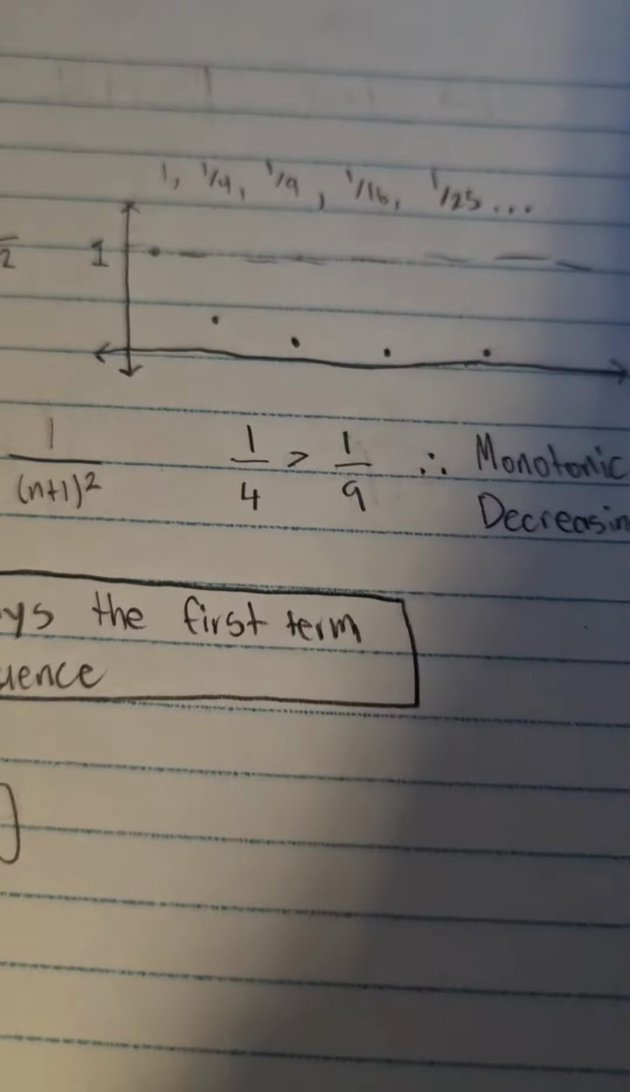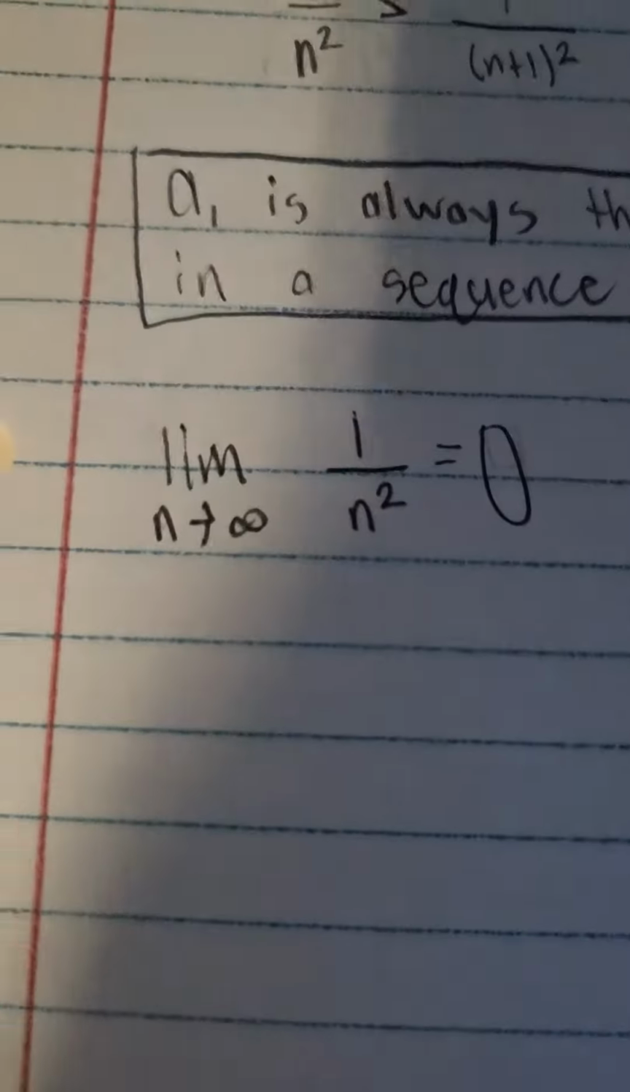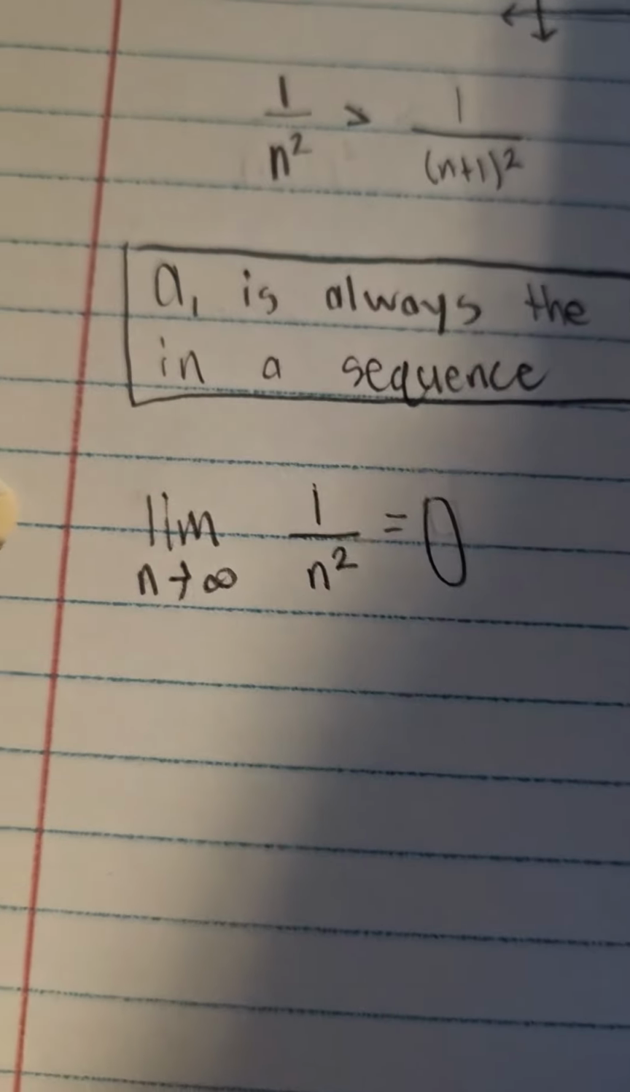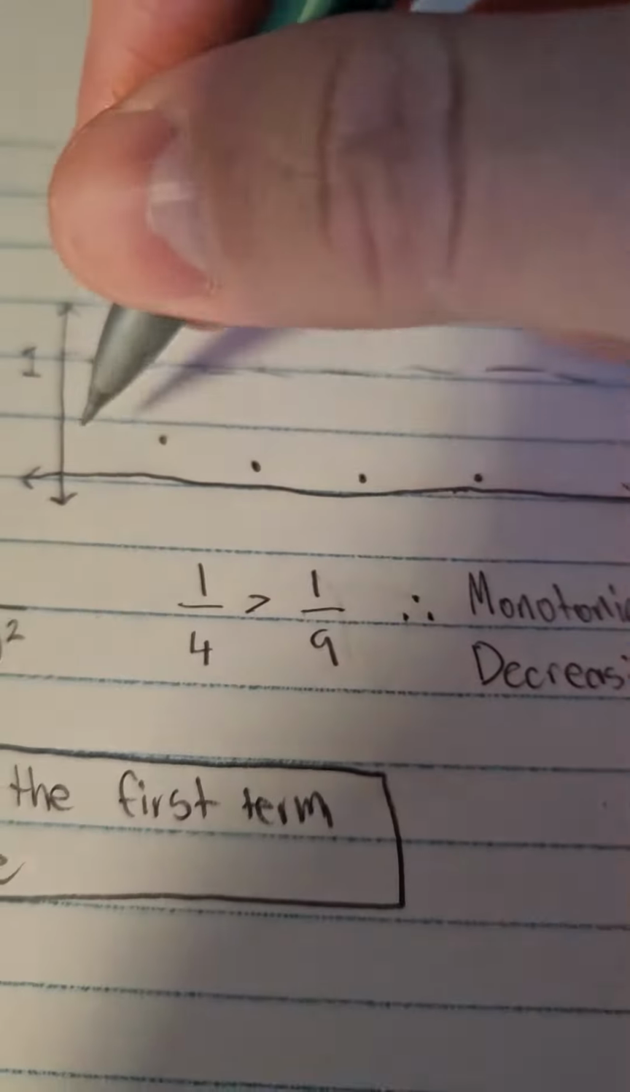And then to find your other bound, you take the limit. The limit as n approaches infinity of 1 over n squared is equal to 0, so that is your lower bound.